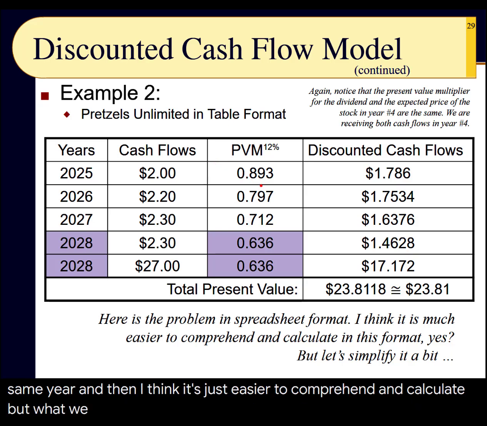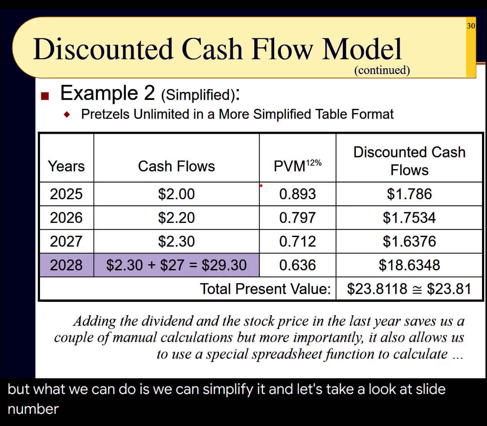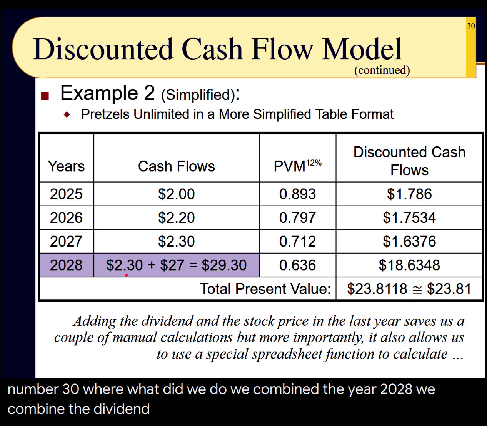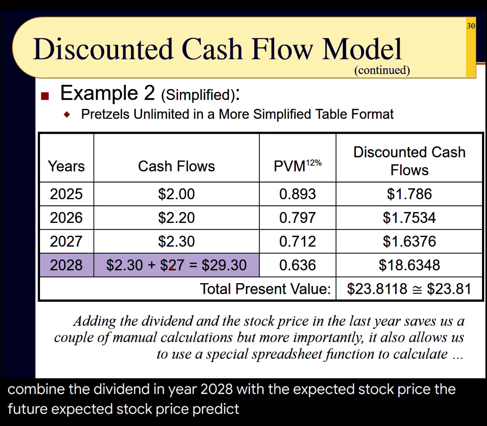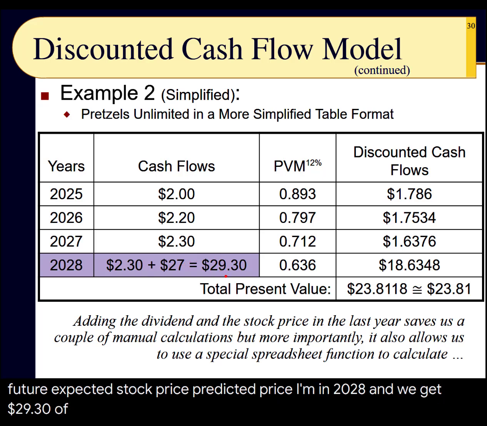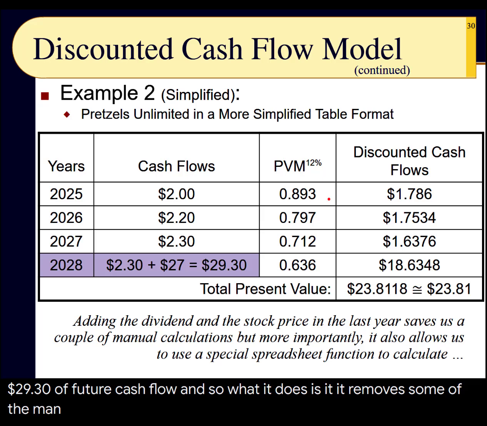But what we can do is we can simplify it. Let's take a look at slide number 30, where what did we do? We combined the year 2028 dividend with the future expected stock price predicted in 2028, and we get $29.30 of future cash flow. And so what it does is it removes some of the manual calculations, right?